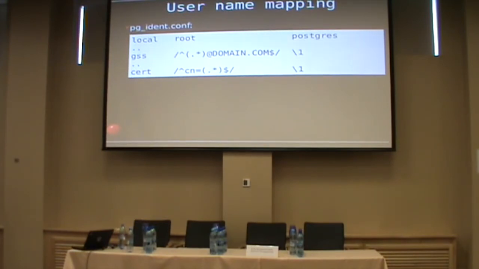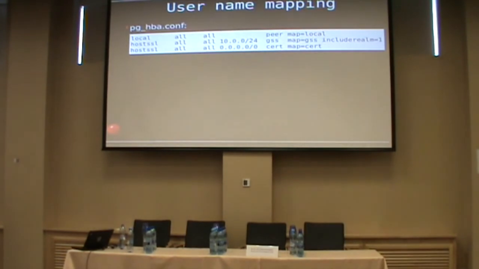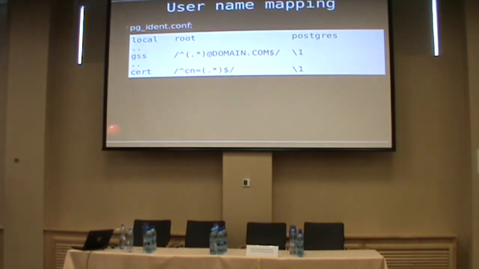So the next map we have is GSS, which is the one that came from here, right? We have map=GSS, include_realm=1. And this is how we then strip it out, because what we also support here is regular expressions. By starting it with a slash, that means this is a regular expression. Start of string, capture group, this is standard regular expression. Capture anything at domain.com, end of username. And we use a back reference here saying, if whatever was matched here gets put over there. So user Magnus@domain.com is hereby allowed to log in as the user Magnus in the database.